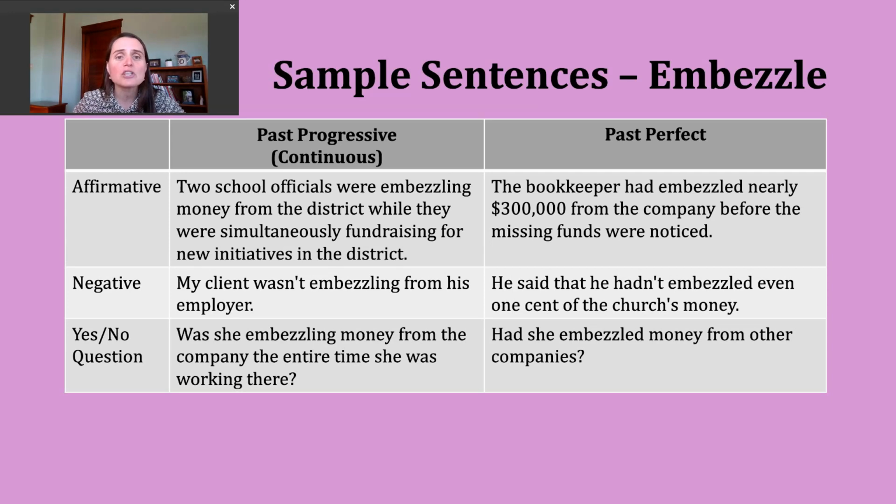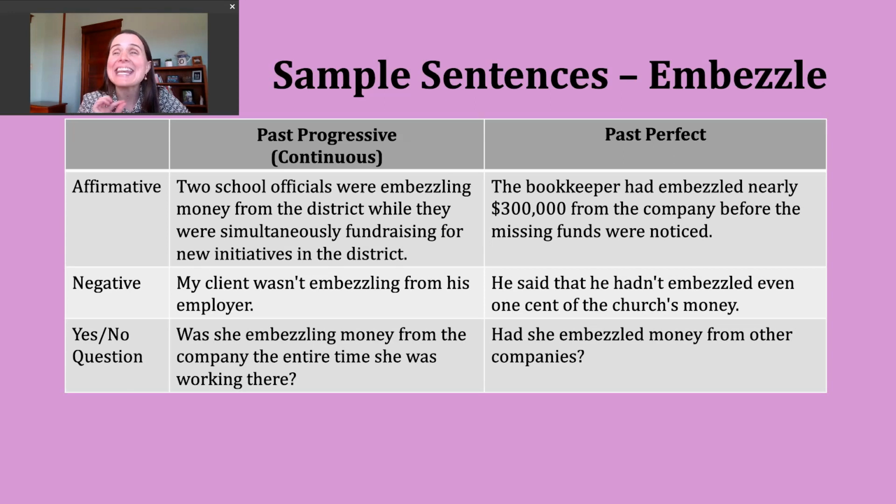Two school officials were embezzling money from the district while they were simultaneously fundraising for new initiatives in the district. So here's one of those examples where we have two past progressive verbs. We have were embezzling, were fundraising. So the sentence is describing two actions that were ongoing in the past.